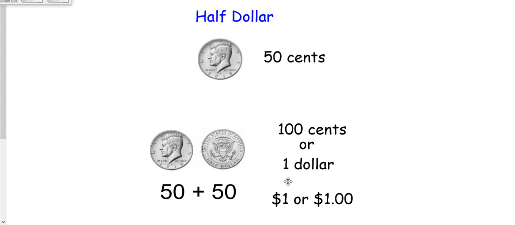When you use the symbols to write $1, you might see it like this, the dollar symbol and then a 1 for $1. Or you might see it like this, the dollar symbol and a 1, but then there's a decimal point which looks like a period and then 2 zeros after it.